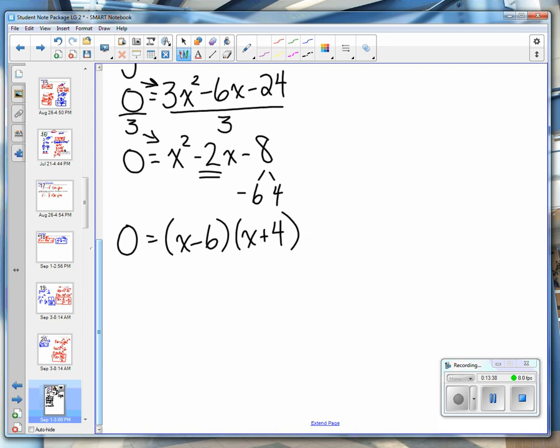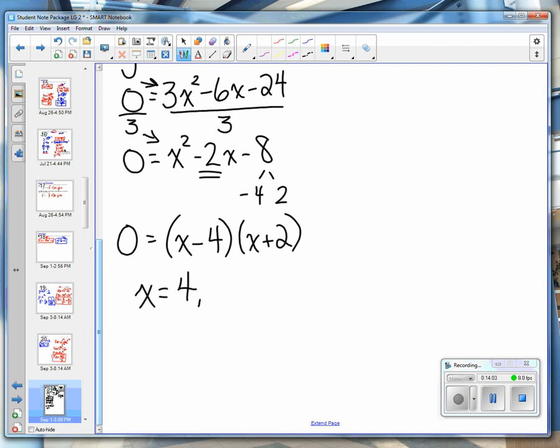And that's going to give me 6 and 4. Who's doing this math? Sorry, guys. Negative 4 and positive 2 multiply to get negative 8, and then they add to get negative 2. Sorry about that. So x minus 4 and x plus 2. Just keeping you on your toes. And now we can solve for those x values, which is obviously just the opposite. It would be 4 and negative 2.